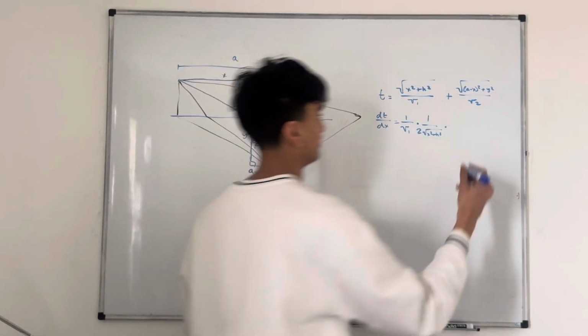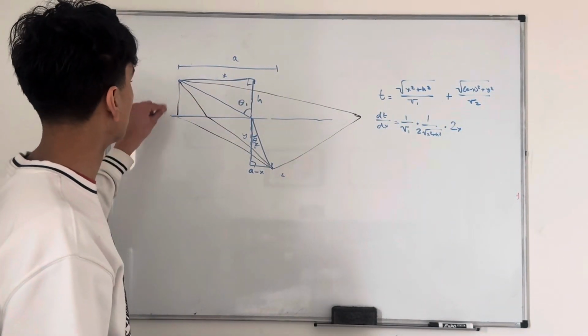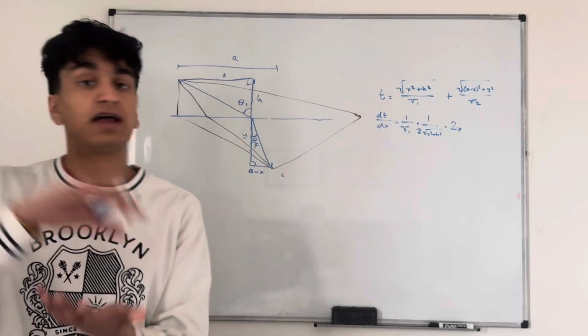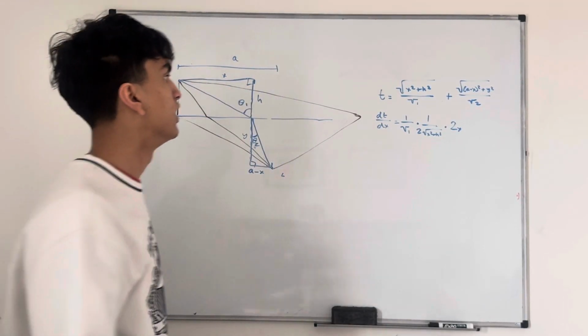be 2x, because h is a constant, right? The height from the initial point to the line where mediums change, that's just going to be a constant, right? This height doesn't change. It's just a horizontal distance.